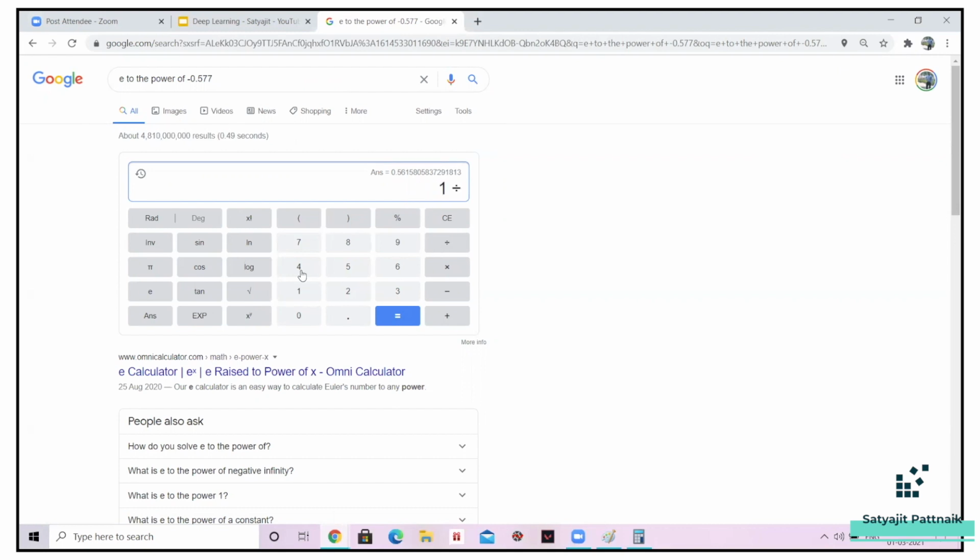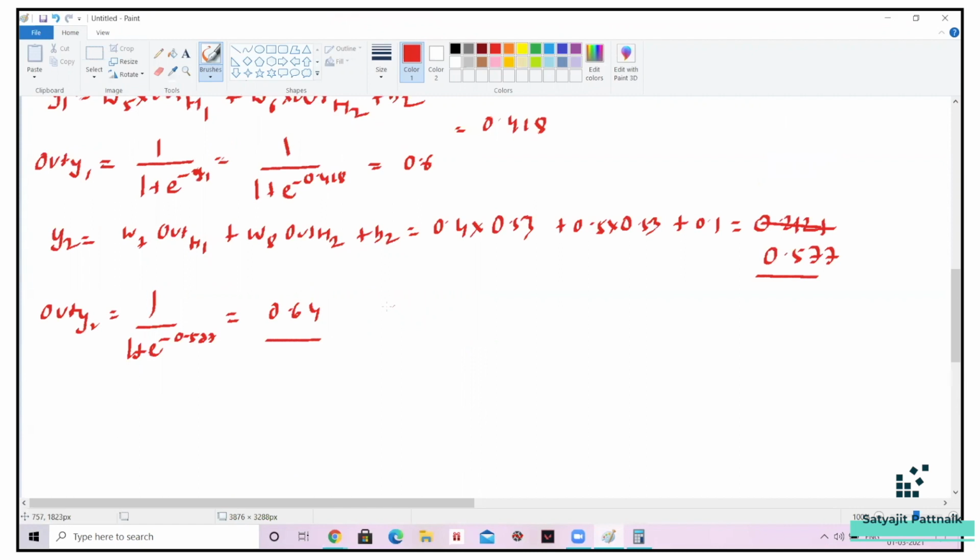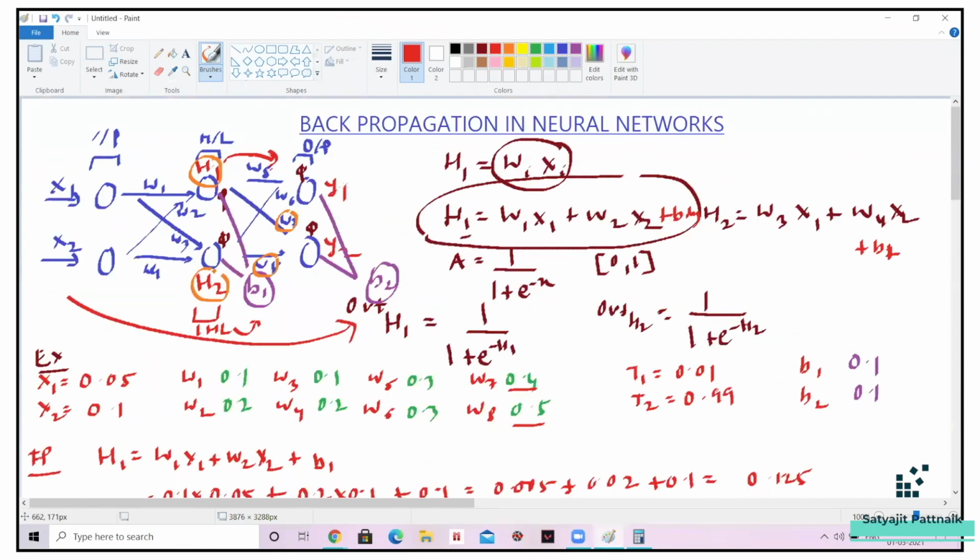1 divided by 1.56 is 0.64. So output 2 is equal to 0.64. Now I have output Y1 as 0.6 and output Y2 as 0.64. So once we get the output values, that means I got the Y hat values. That means the predicted output that we got.